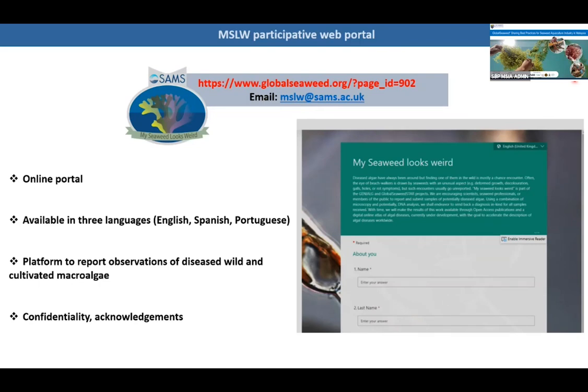Observations of unhealthy looking algae can be reported via this web portal by filling in a short questionnaire. In the first section, you are asked some details about yourself, like your name and your email address. And then in the second section, you can specify your observations by detailing algal species, observed disease symptoms, GPS data, and so on. There's also a section where you can specify whether your reported observations have to be treated confidentially, and how you would like to be acknowledged for this submission and so on.